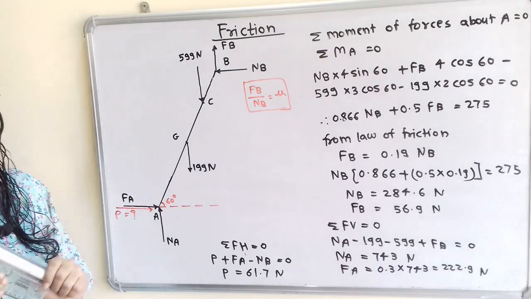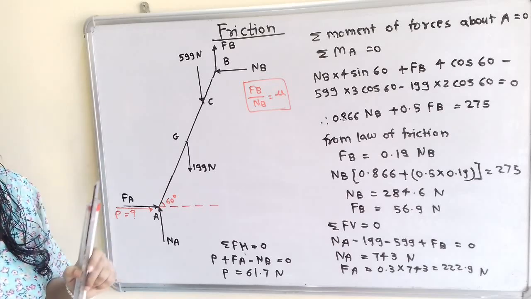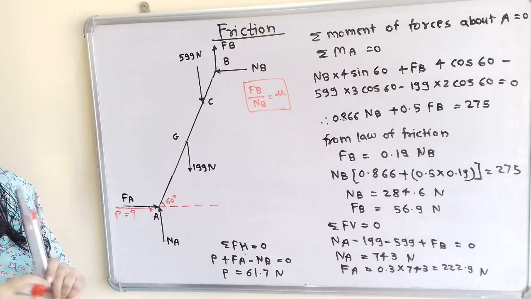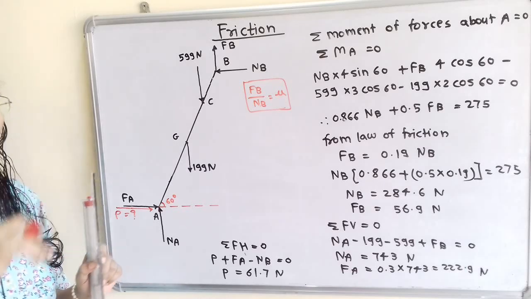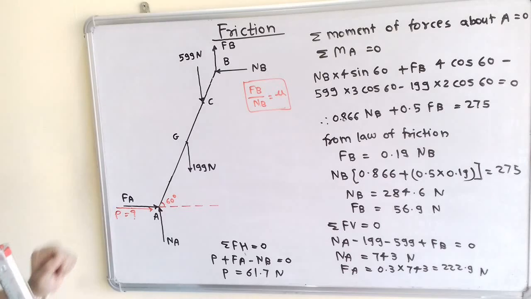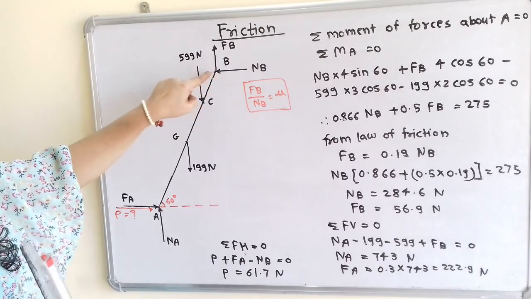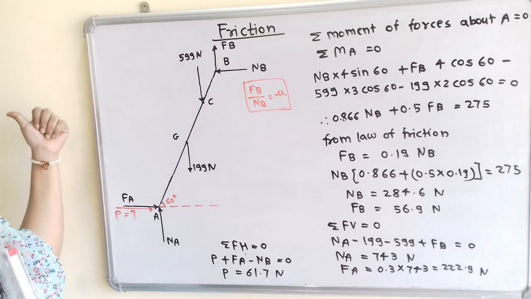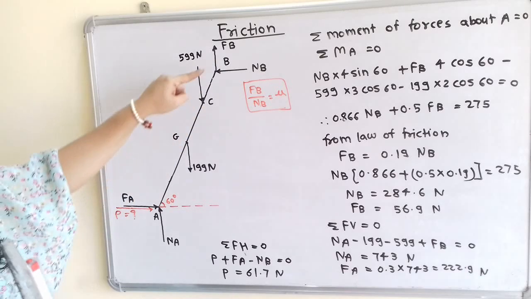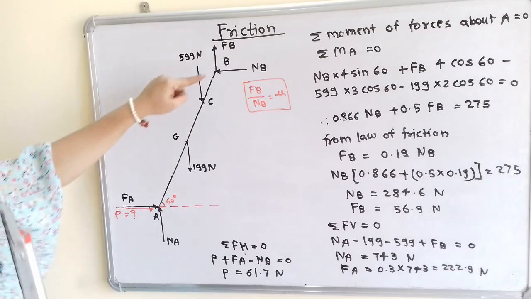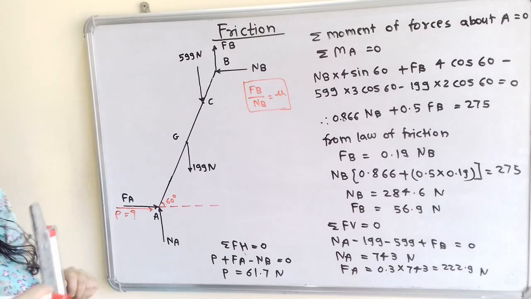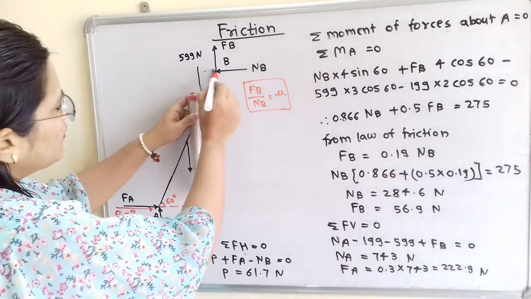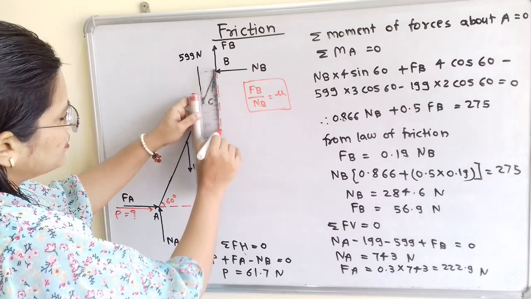So how to take this moment? We know moment is force multiplied by perpendicular distance, and we have to check whether the moment is in the clockwise or anti-clockwise direction. Now we will first take NB. This force NB is towards the left-hand side. If I extend this, the force is multiplied by the perpendicular distance from point A. So if I draw one vertical line here, this is the construction line.